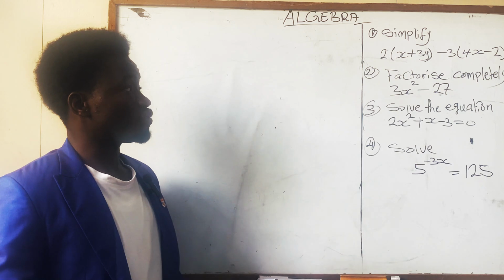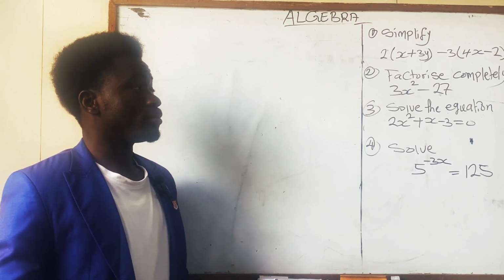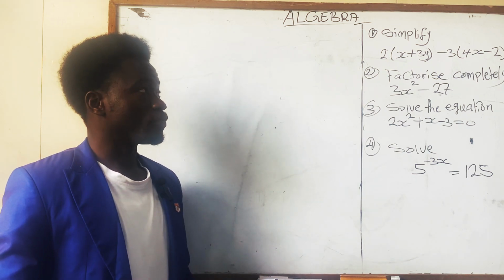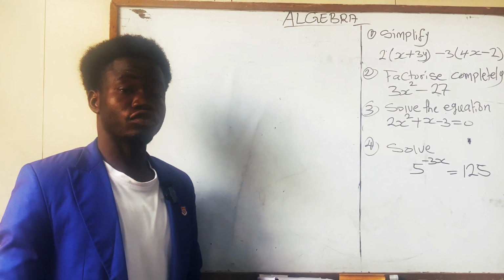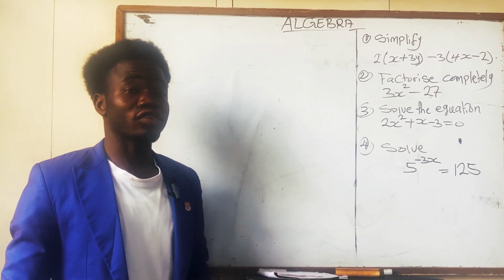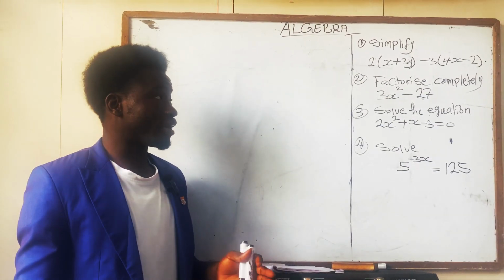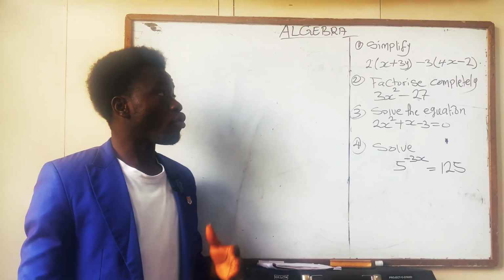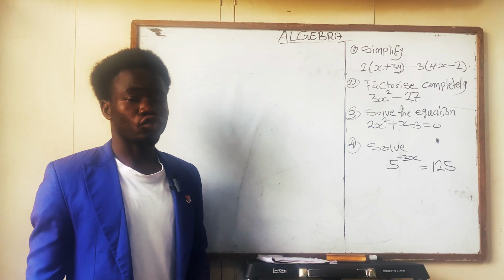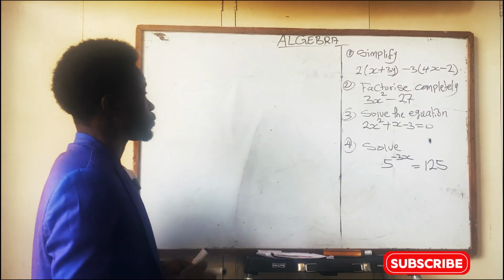The first question says to simplify 2(x + 3y) minus 3 multiplying (4x minus 2). They are asking us to simplify it. They are not trying to find the value of x nor y. Simplification means just expand the bracket and make sure that all the like terms are simplified to their lowest form. And so let's dive into it and see what they are expecting us to do.